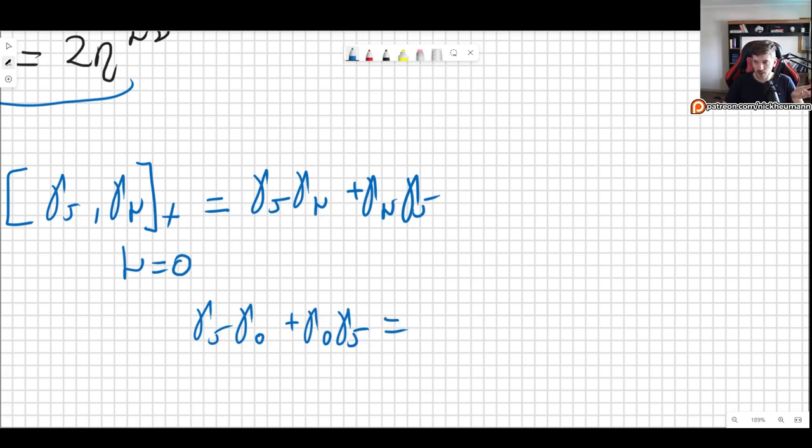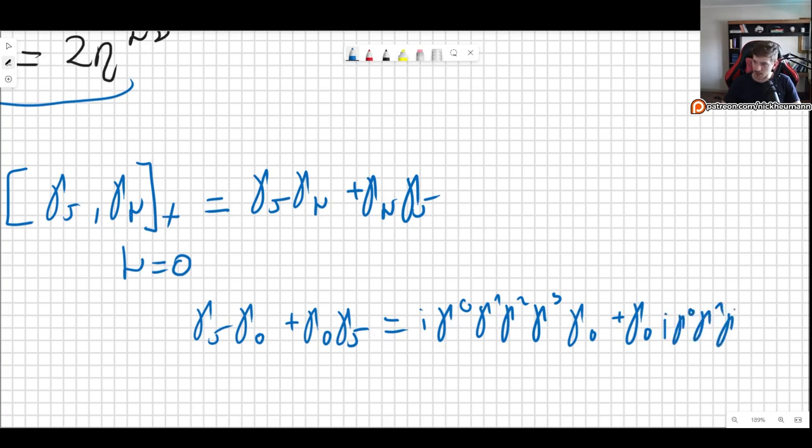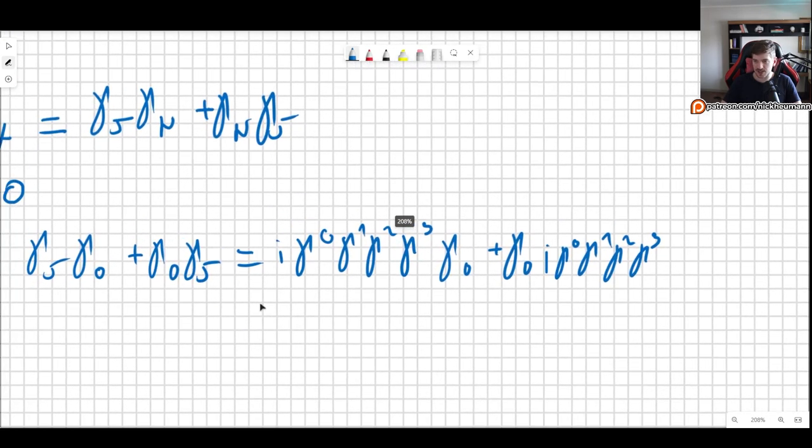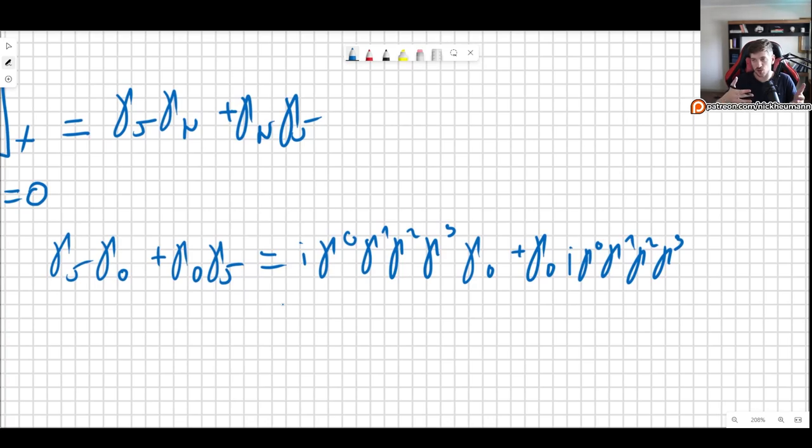We already know that in our representation it's I, gamma 0, gamma 1, gamma 2, gamma 3, and then we have gamma 0 plus gamma 0, I first, gamma 0, gamma 1, gamma 2, gamma 3. Now notice that we have different indices in our gamma 0 and in our gamma mu. One is up, one is down. So just to be very clear, we can move one up and down using the metric, as we talked about at the beginning of the video.